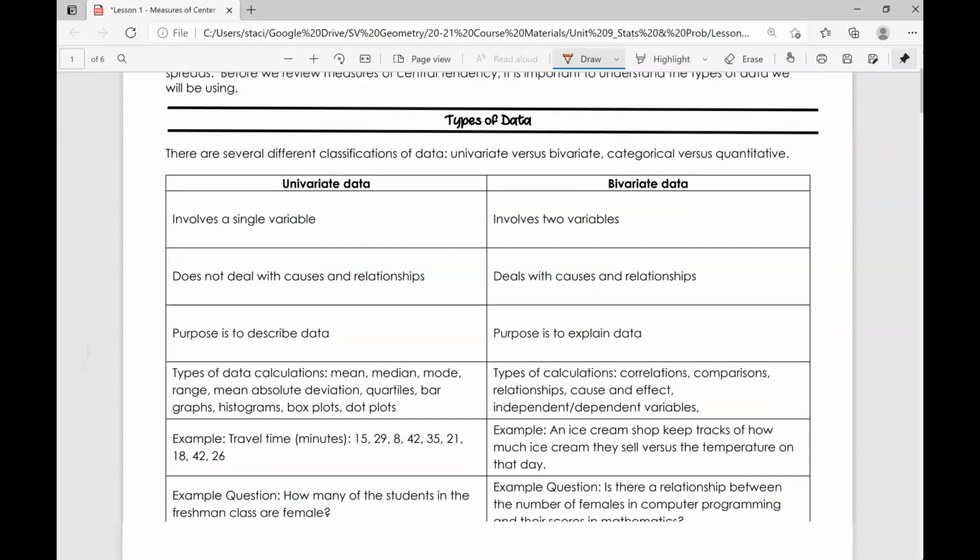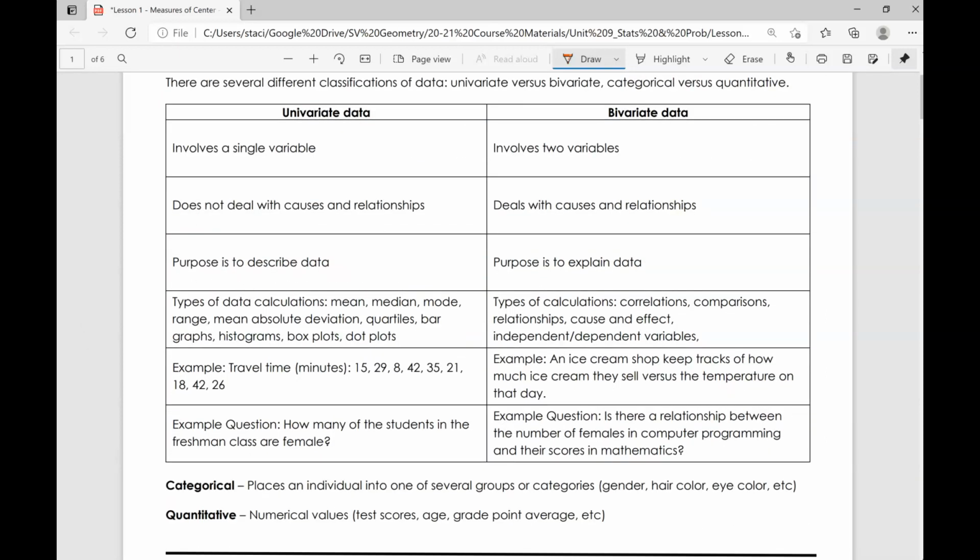If you look at the two examples I've given you here, if I talk about how long it takes me to get to work, that would be an example of one variable data, and I can calculate the mean, median, and mode and find out on average how long it takes me to get to work, and what's the median amount of time. Whereas in a two variable example, an ice cream shop keeps track of how much ice cream they sell versus the temperature on that day. And so now you're comparing two variables, the amount of ice cream you're selling and the temperature on any given day.